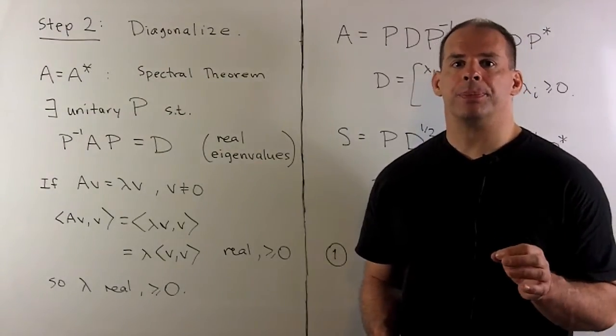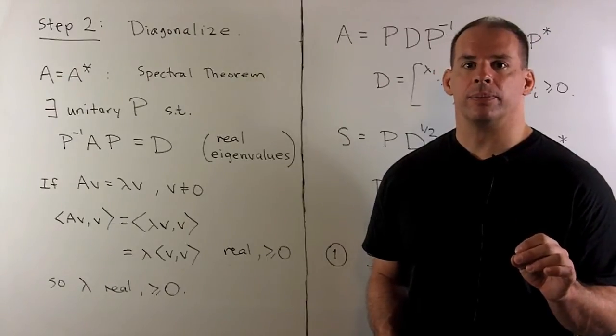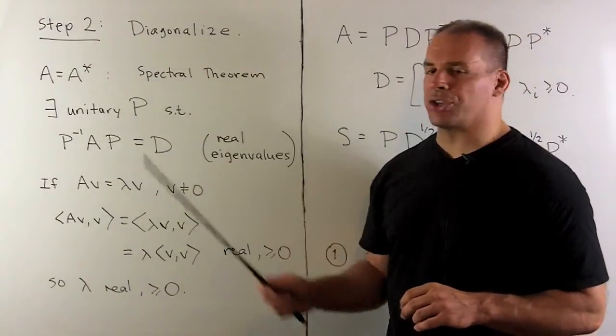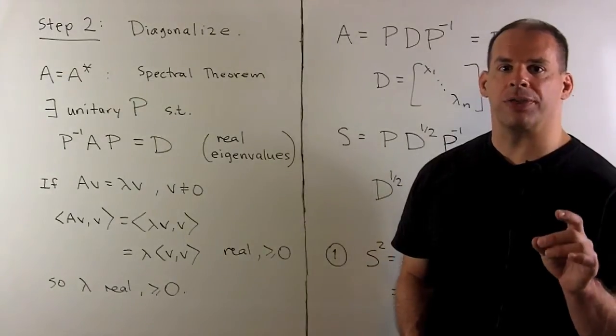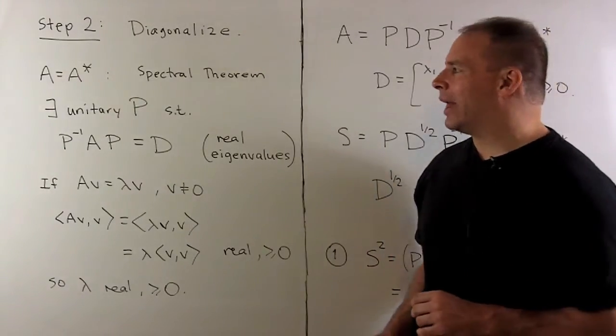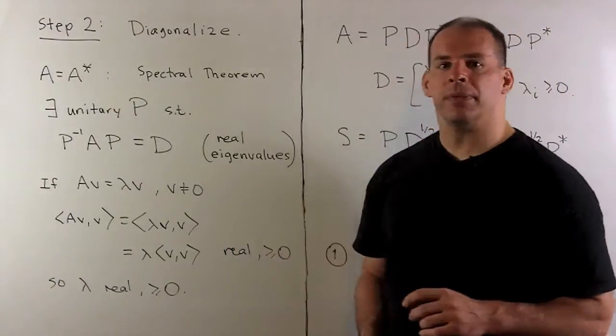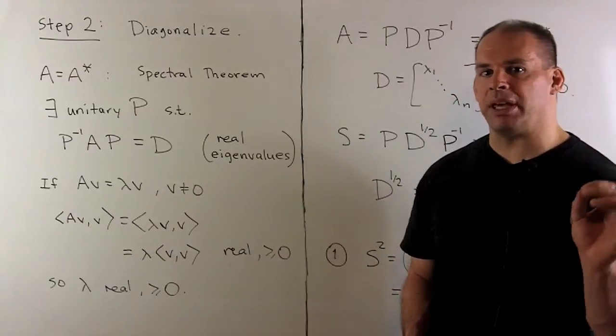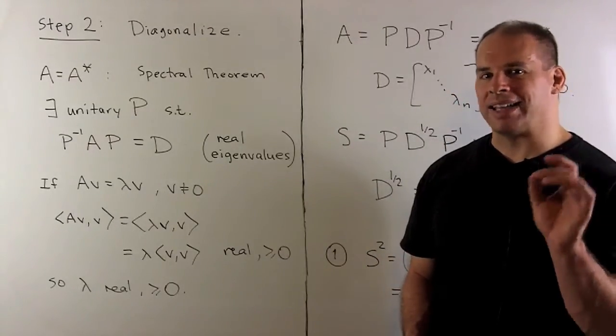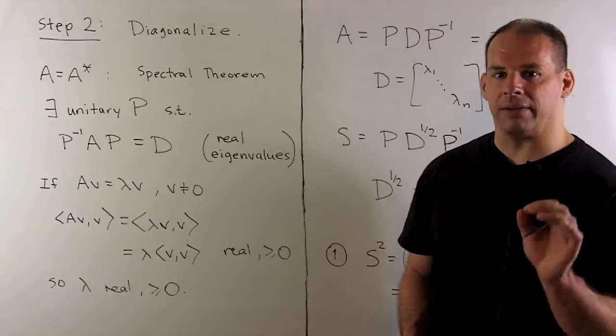For our next step, we diagonalize A. Since A is equal to A star, we can invoke the spectral theorem. So we'll have a unitary matrix P such that P inverse AP is equal to D, a diagonal matrix with real eigenvalues.